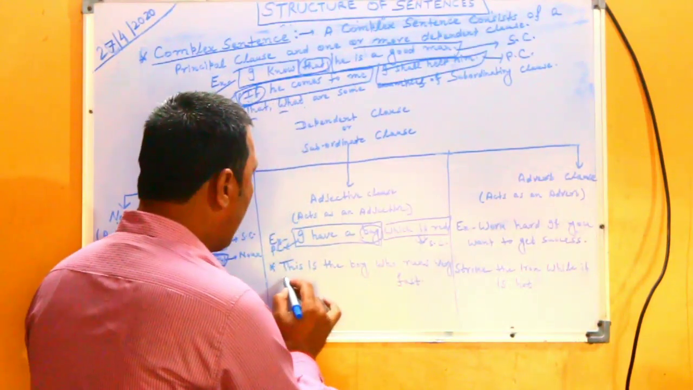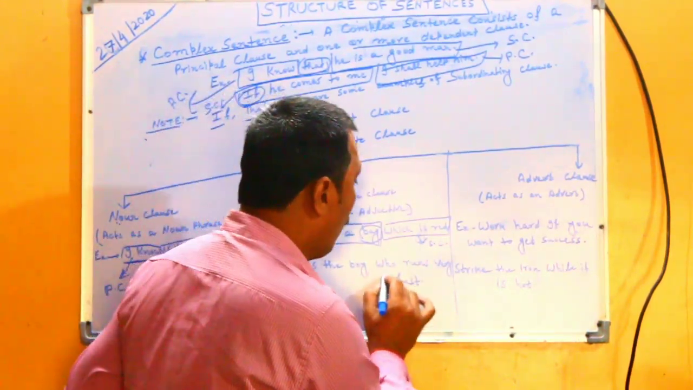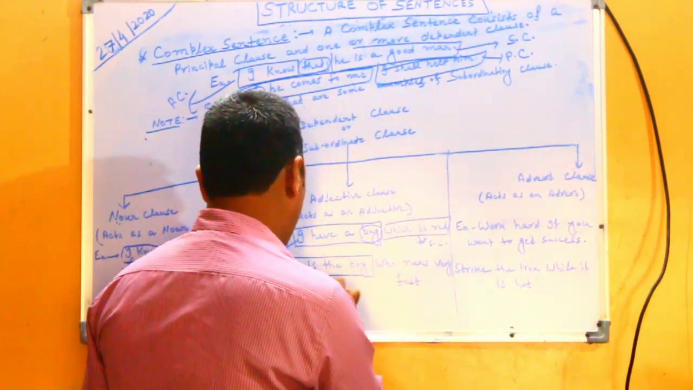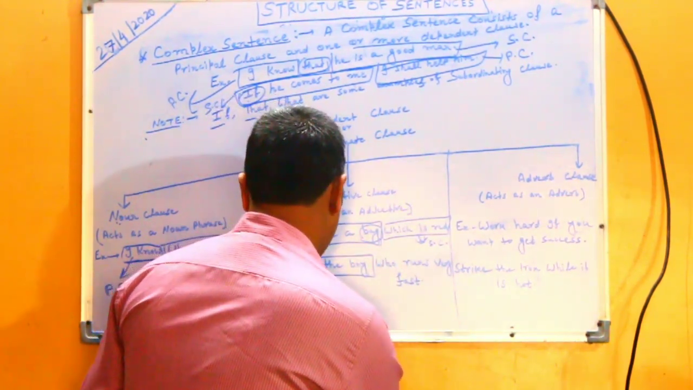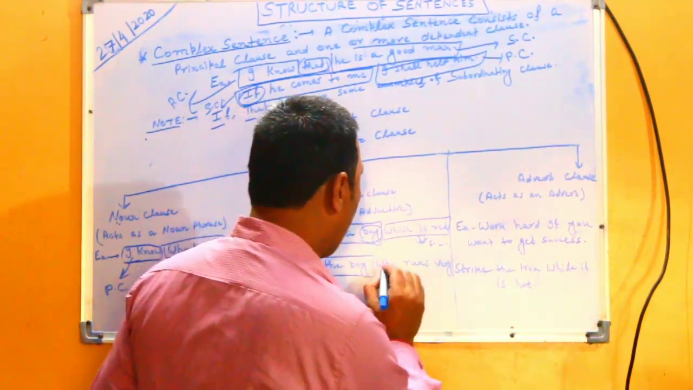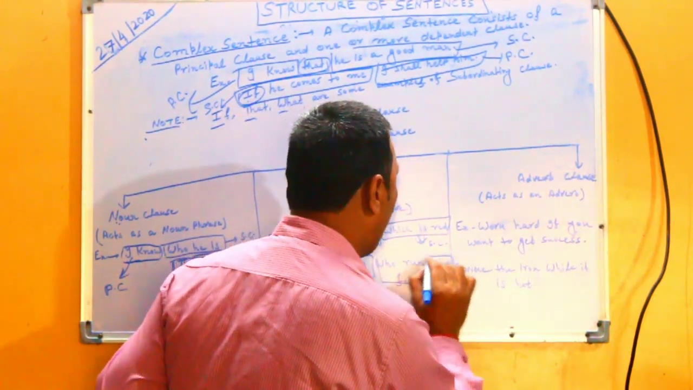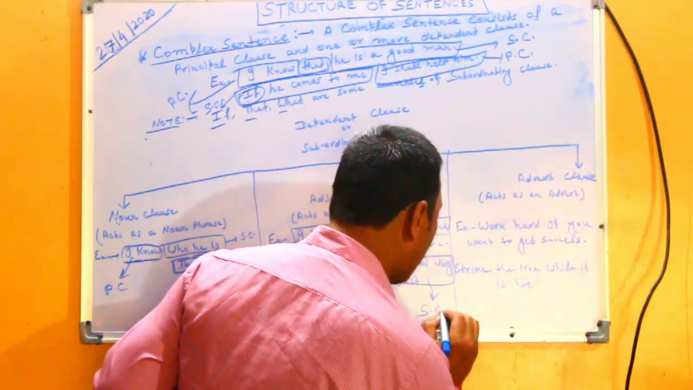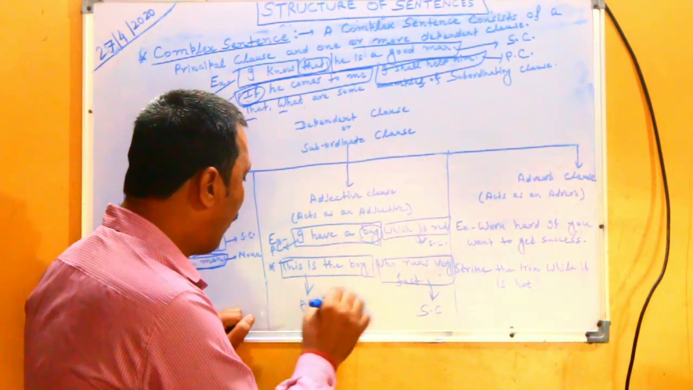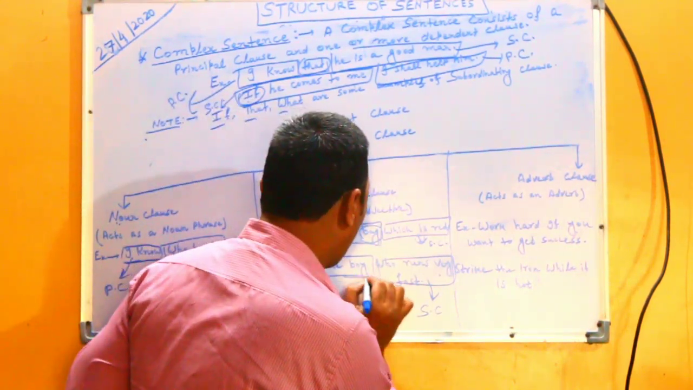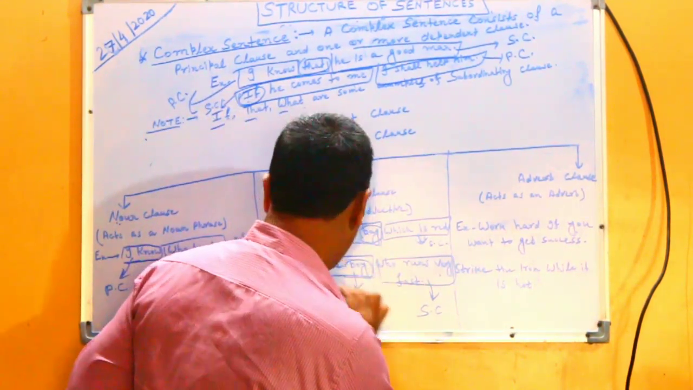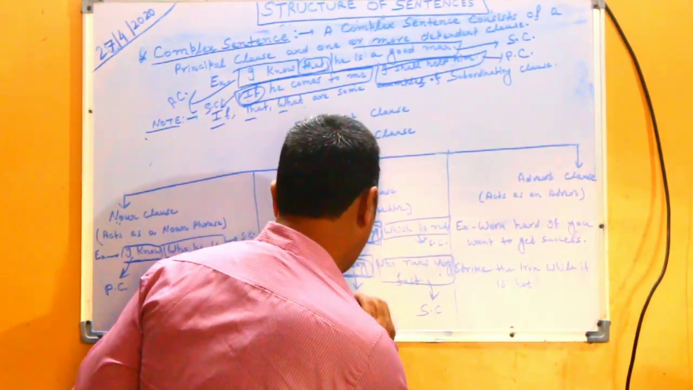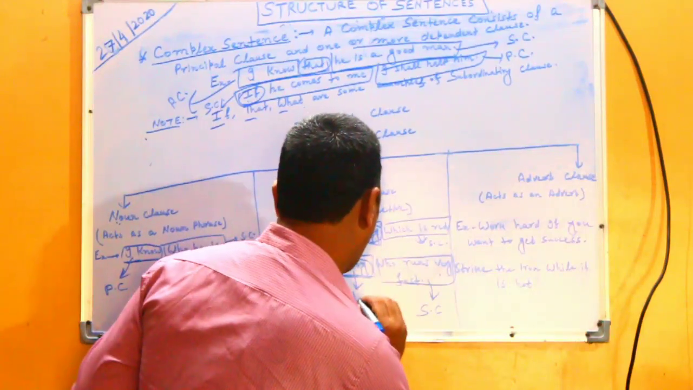We have another example, that is, this is the boy who runs very fast. This one is principal clause and this one is subordinate clause. And this subordinate clause qualifies the noun, that is boy, and it is present in principal clause. So it is known as adjective clause.